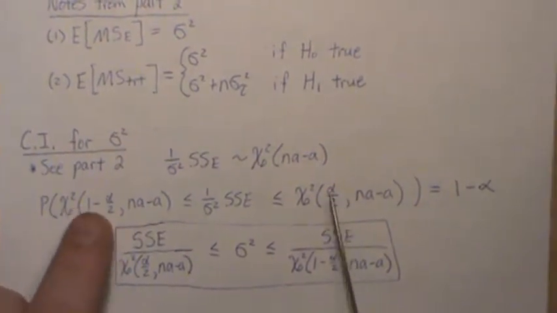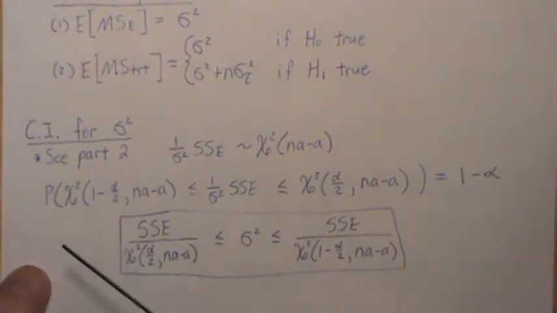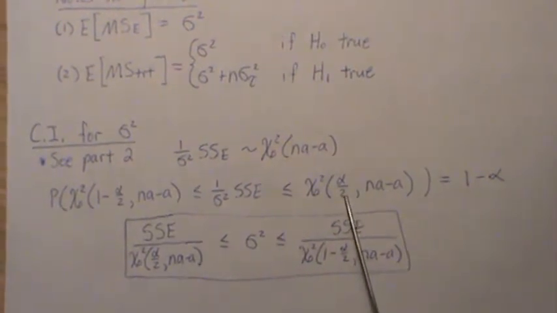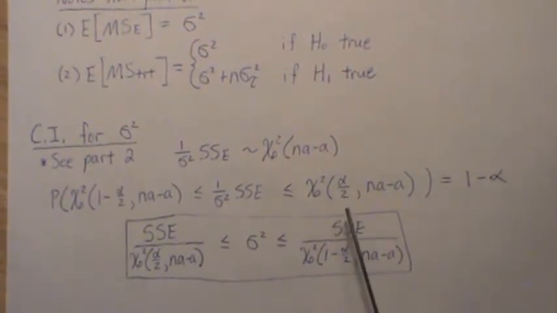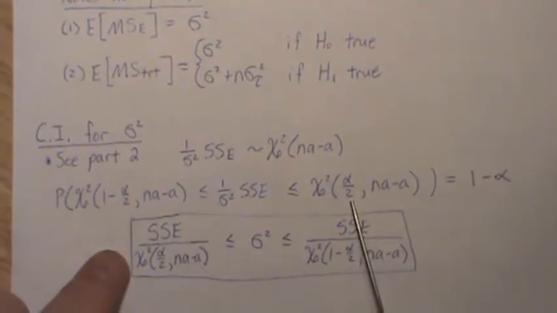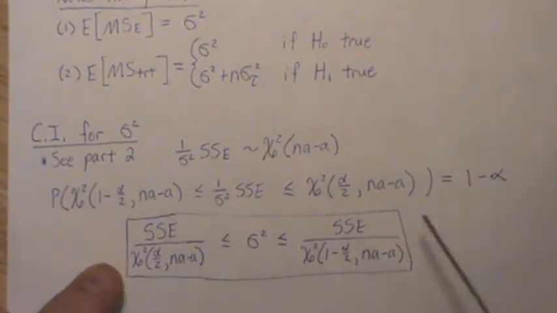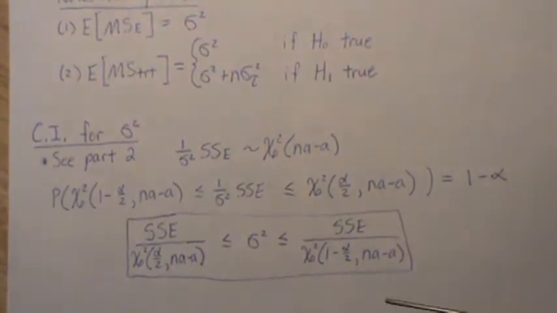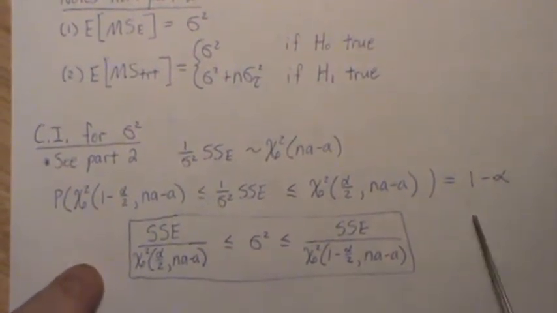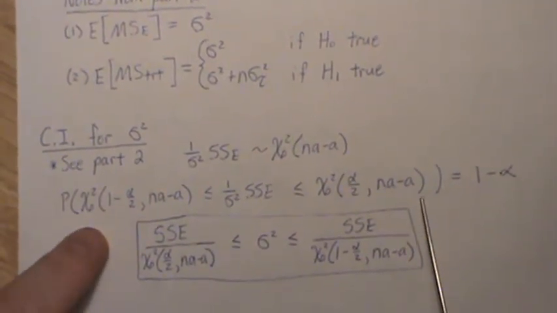Sometimes they write this differently. They put the alpha over 2 here, and it means the area in the left tail, and then the cumulative they'd put as 1 minus alpha over 2 here. So be sure to note which direction you're going. We're going from the right, so this value is bigger than this value. If you keep going from the right, then it's 1 minus alpha over 2, and this probability is 1 minus alpha because of the way we pick these values.